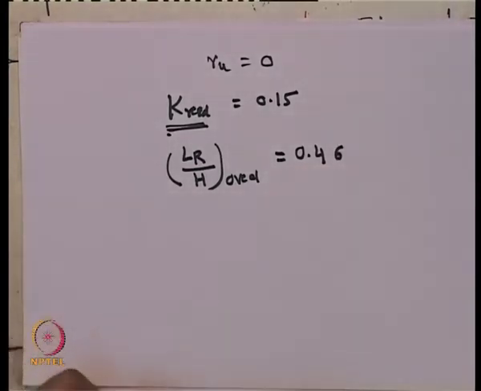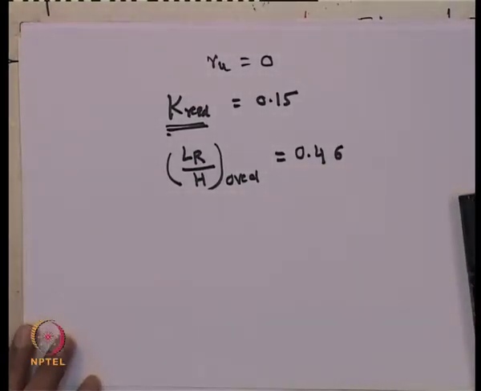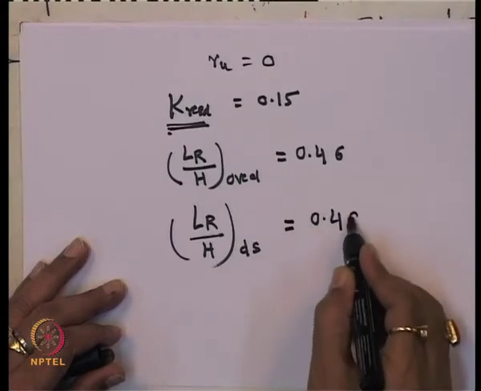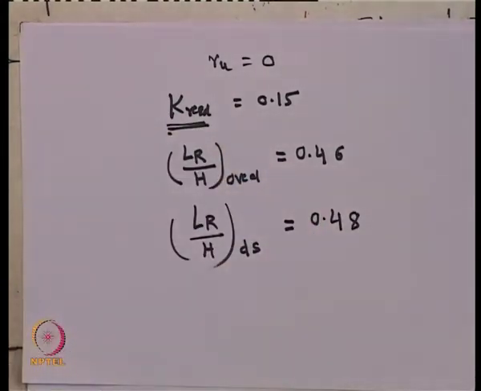And next, we have to calculate the minimum required length for direct sliding, LR by H direct. We know that the slope angle beta is equal to 60 degree, and that phi value is equal to 30 degree. Then you can move horizontally, and you get LR by H for direct sliding of about 0.48. So, we know all this data.